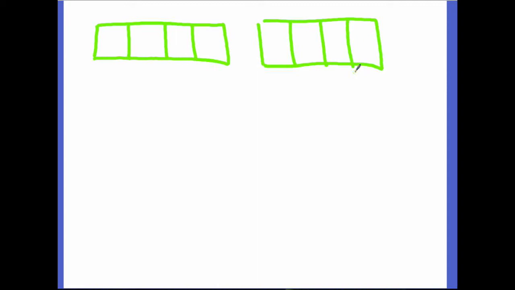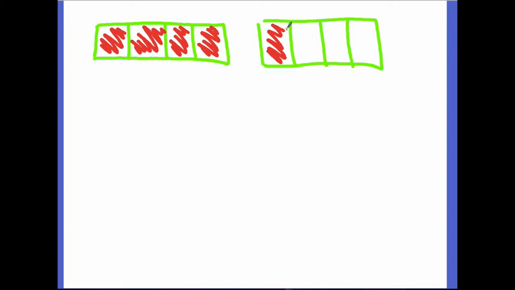So if I have fourths and I have that. What would that say as a fraction or as a mixed number? How would I read that as a mixed number? 4 and 1/4. Okay, 4 and 1/4, maybe. What do you think?